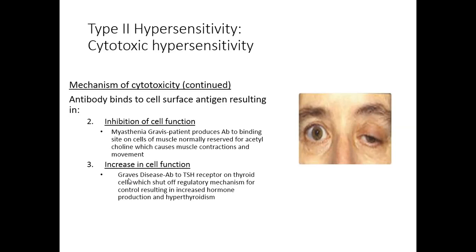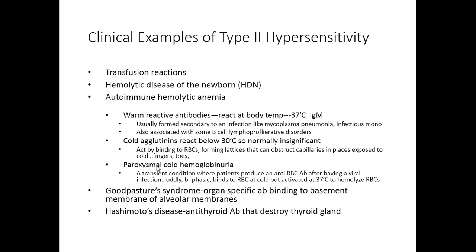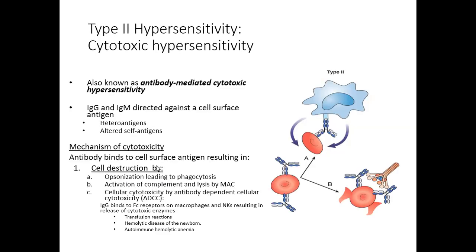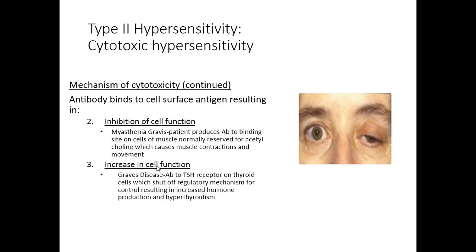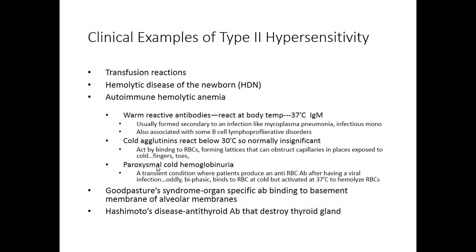And you end up with hyperthyroidism. You overproduce thyroid hormones. So in type 2, the binding of the antibody in Graves' disease increases the thyroid's production of hormones. So it actually increases cell function, which is also bad. So we learned about what is type 2. We learned about how does it function and how does it impact hypersensitivity. Let's look at some examples of it.